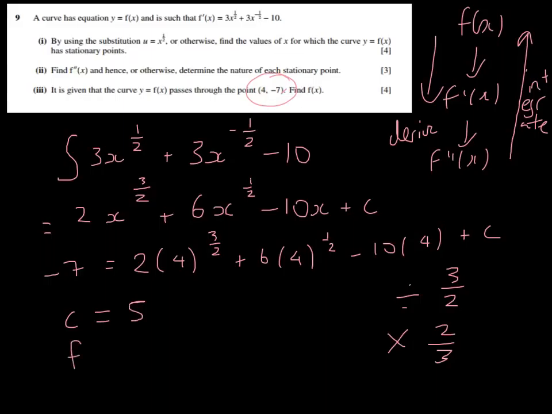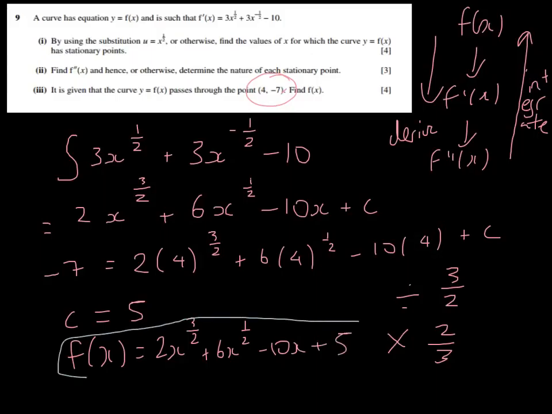And then just make sure right at the end that you write out the whole function. So f of x equals 2x to the 3 over 2 plus 6x to the power of half minus 10x plus 5. So that is your final answer there.